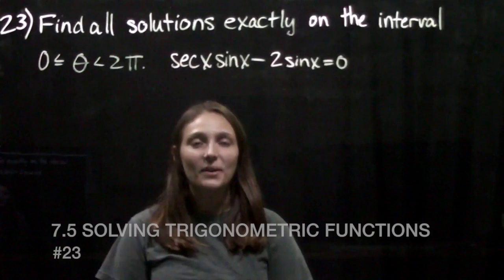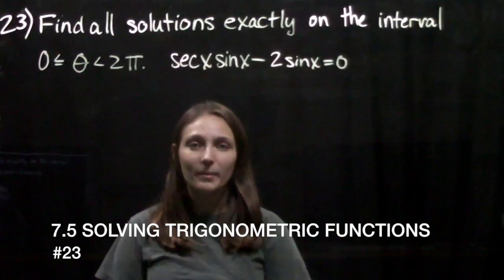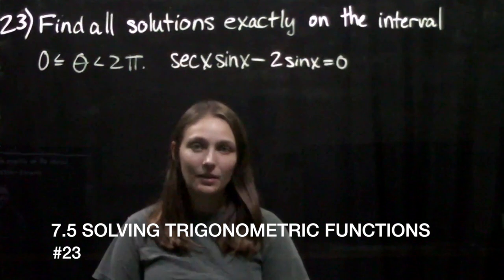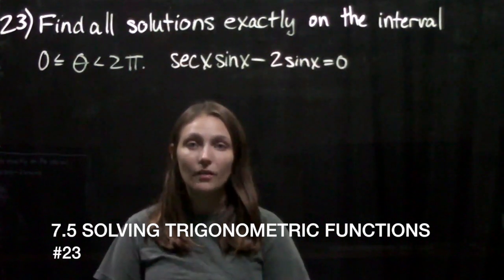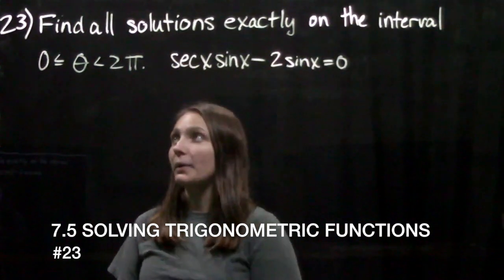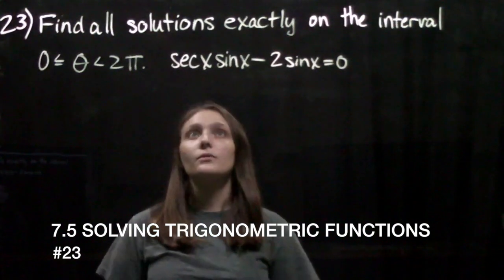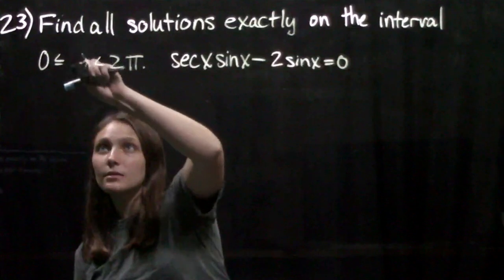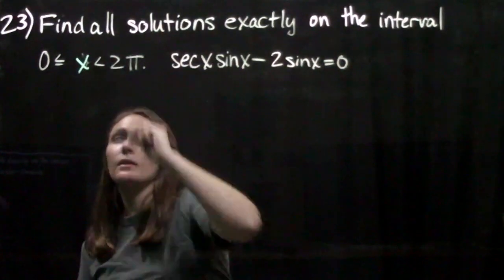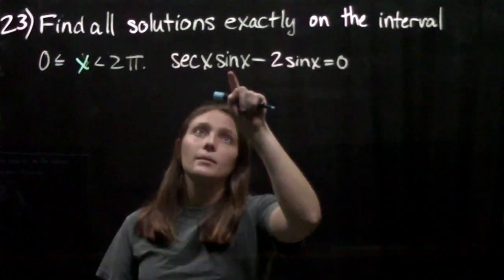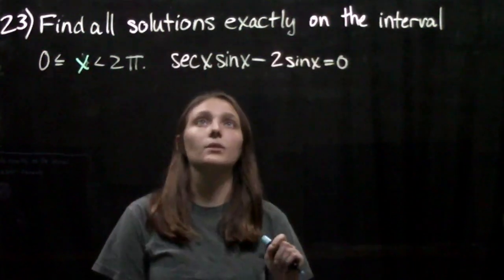Hey guys, in this video we're going through chapter 7 on trigonometric identities and equations, and we're working through section 5 on solving trigonometric equations. And we're working problem 23, which says find all solutions exactly on the interval from x is 0 to 2 pi. And we've got secant x times sine of x minus 2 sine of x equals 0.